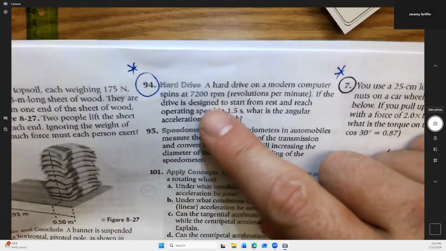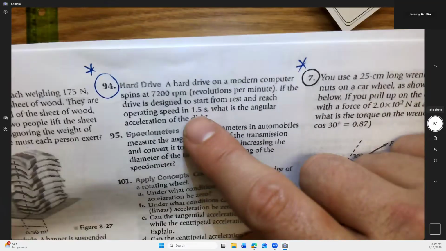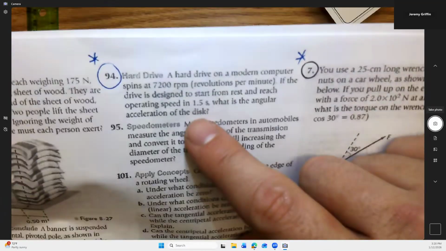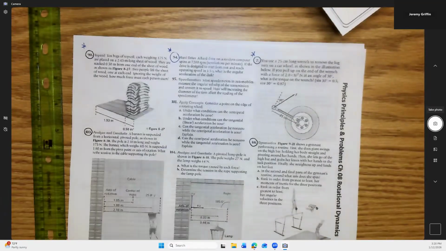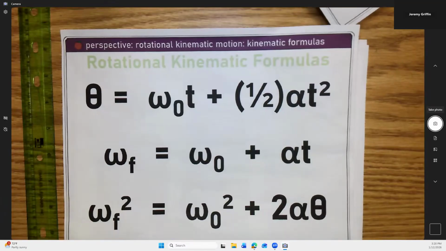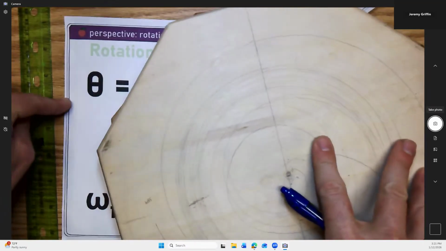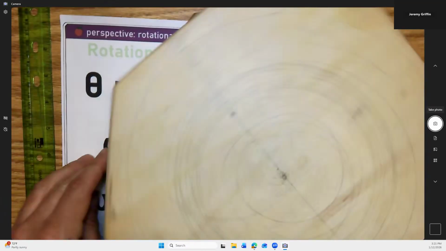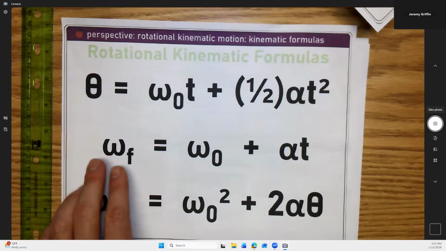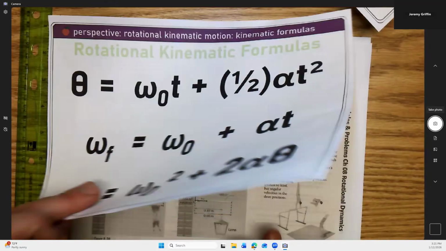The drive is designed to start from rest and reach an operating speed in 1.5 seconds. What is the angular acceleration of the disk? Angular acceleration makes me think of these right here. Here are your kinematic formulas in a rotational context, same for a turntable. How far the turntable turned, that's what theta is. How fast it's turning is omega. And what they're asking about is angular acceleration, which has to do with what rate it's speeding up spinning.